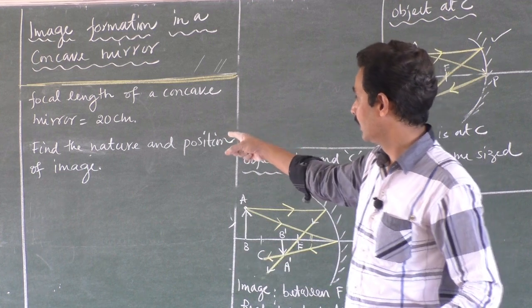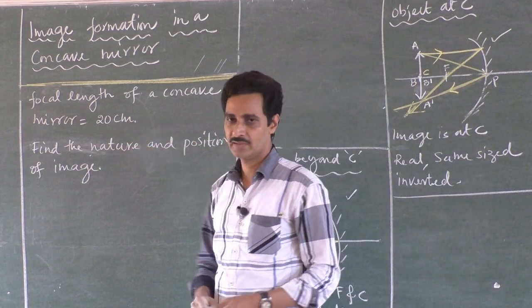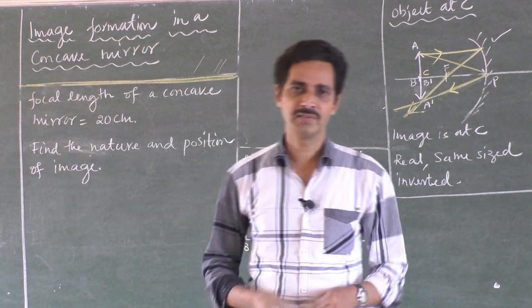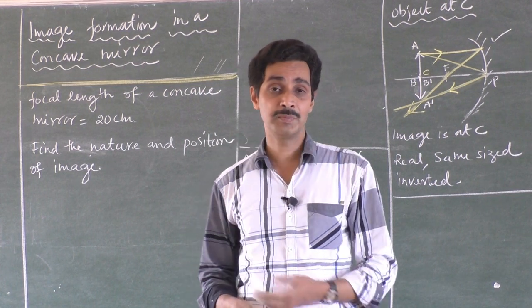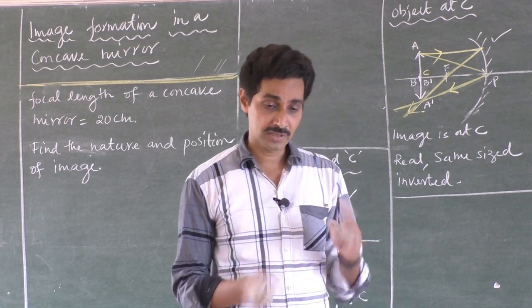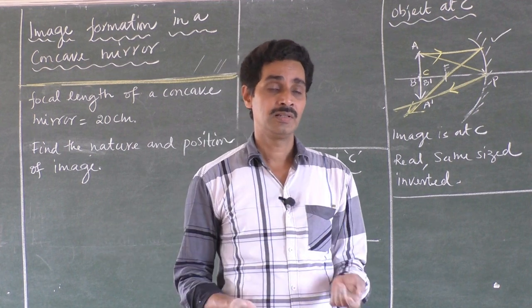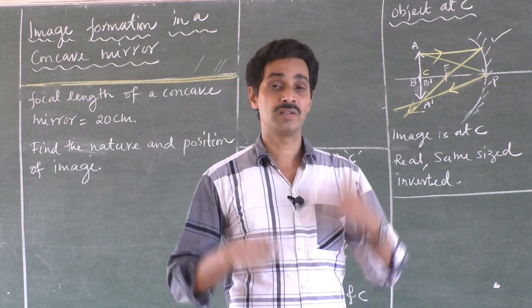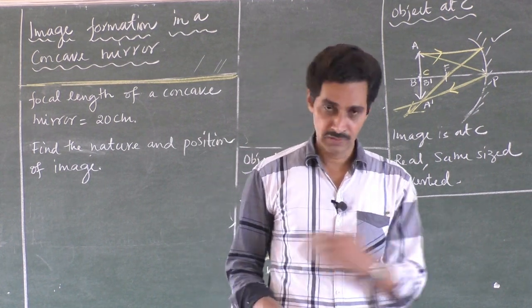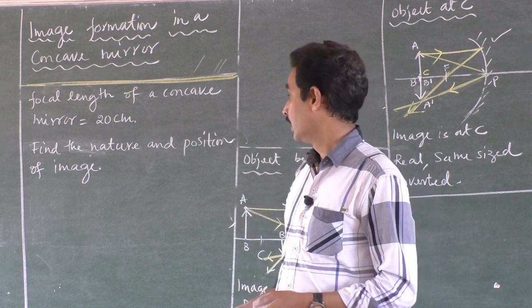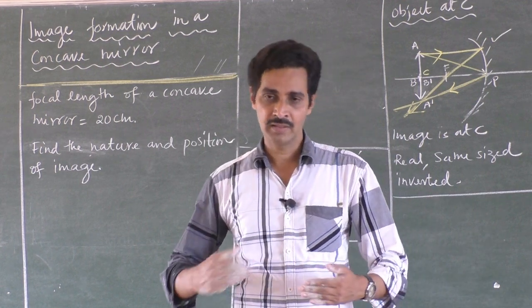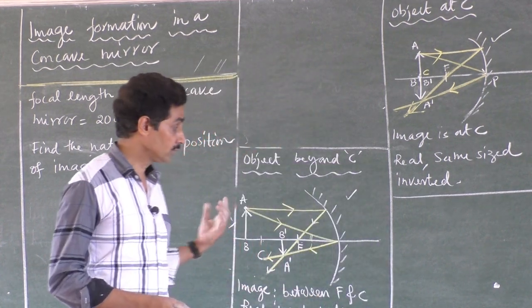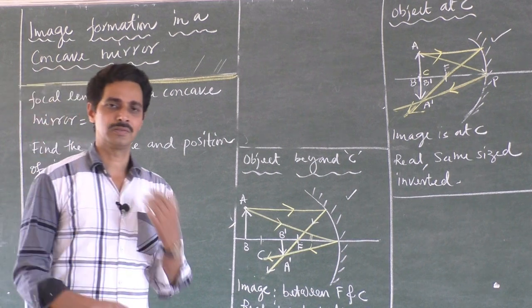Now, I will take a concave mirror of focal length 20 centimeters and find the nature and position of the image for different positions of the object. Already we have seen when the object is kept beyond C, the image is between F and C. When the object is between F and C, the image is beyond C. And when the object is at C, the image is at C. And when the object is within the focus, it is an enlarged, virtual, erect image. All these things we know properly now. So whether these images will be obtained using the formula, is it possible? We will analyze it, so that once you solve this yourself, then you can solve the problems.